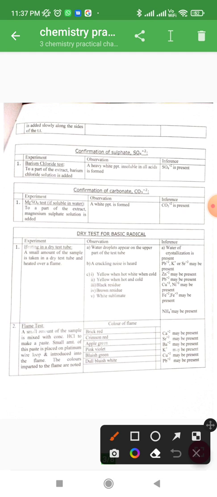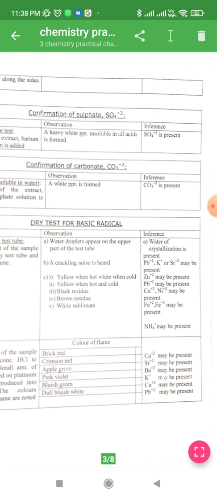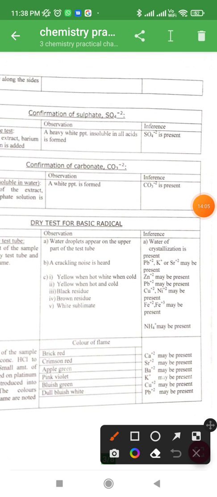Then the next test is called the flame test. And you may see calcium appears here. That means you are supposed to see some colors when you perform the flame test. So what's the test? A small amount of the sample is mixed with concentrated HCl to make a paste. A small amount of the paste is placed on a platinum wire loop and introduced into the flame. The colors imparted to the flame are noted. As I told you earlier, we will not be allowing you to perform the test, but we will be trying to show you the test.